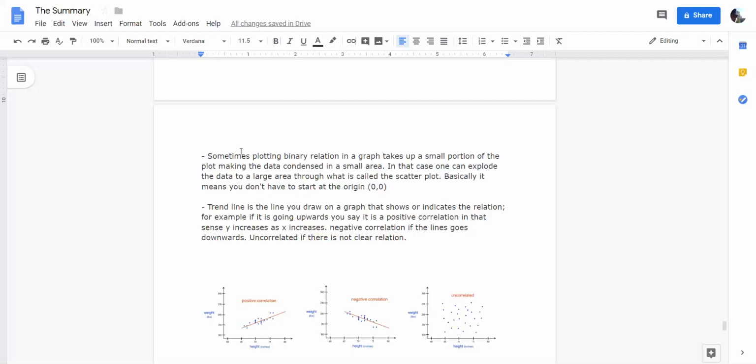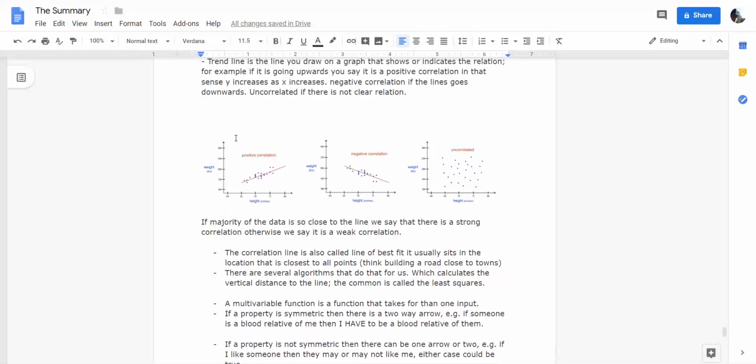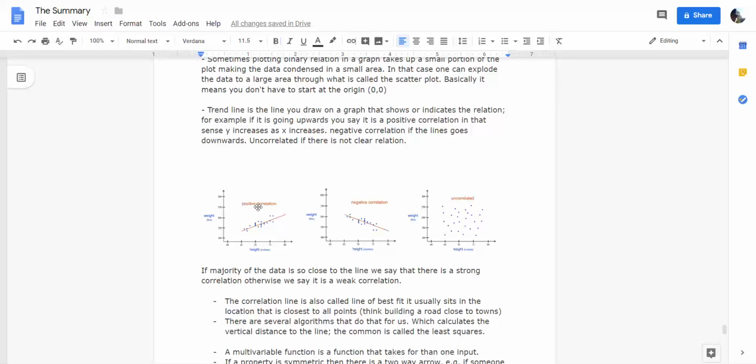Sometimes plotting a binary relation in a graph takes up only a small portion. When you have a set of data and you plot them on a graph, it may look like the data is condensed to the side. In that case, you could just expand or zoom the graph to that area, rendering 0, 0 hidden. Like in these graphs here, you can see that the starting point is 60. This is just to zoom on the data that we have here.